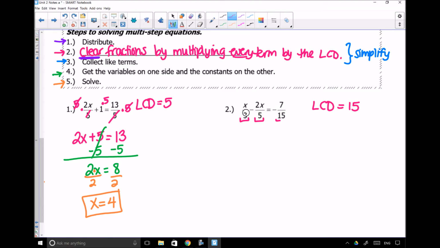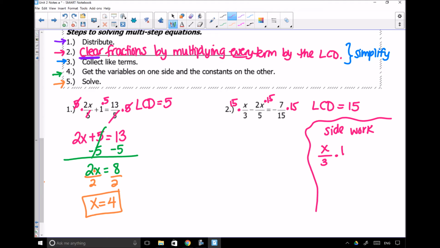Okay, once I find out what my LCD is, I'm going to multiply every term by 15. So I'm going to write times 15, times 15, times 15. Now here's where things get a little bit tricky. We're going to do our side work right here before we write our new equation. Okay, so the first term that I have here is x plus 3. So I'm going to take x over 3, excuse me. So I'm going to take x over 3 and I'm going to multiply it by 15.